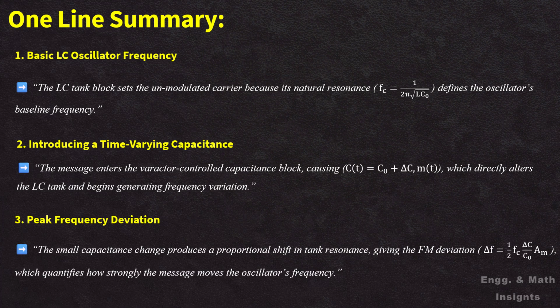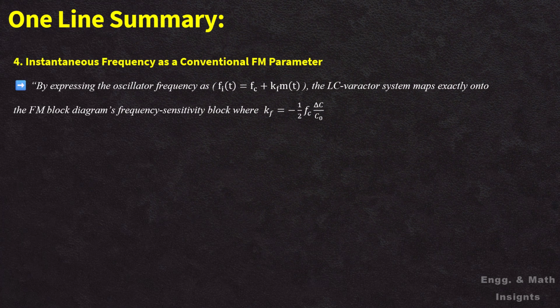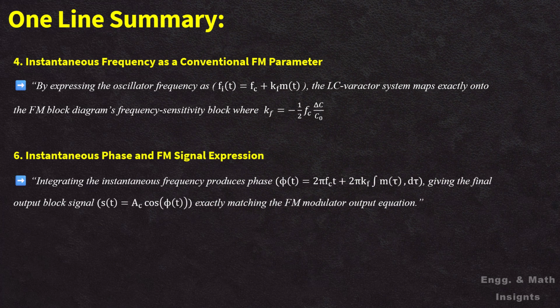Peak frequency deviation, or del f: the small capacitance change produces a proportional shift in the tank resonance, giving the FM deviation del f equal to half into fc del c by c naught into Am, which quantifies how strongly the message signal moves the oscillator frequency. By expressing the oscillator frequency as fi(t) is equal to fc plus kf into m(t), the LC varactor system maps onto the FM block diagram's frequency sensitivity block, where kf is equal to minus half into fc into del c by c naught.